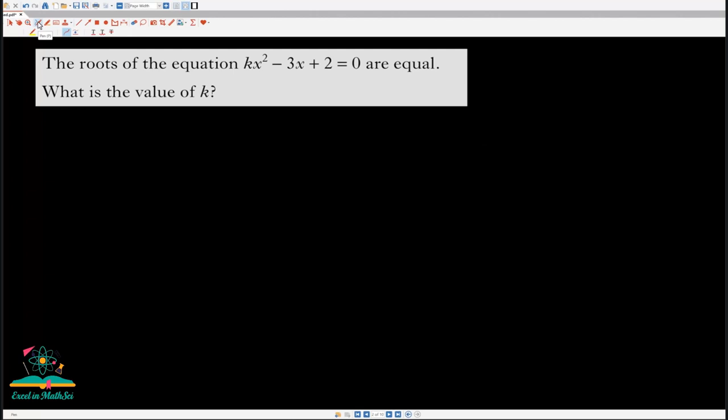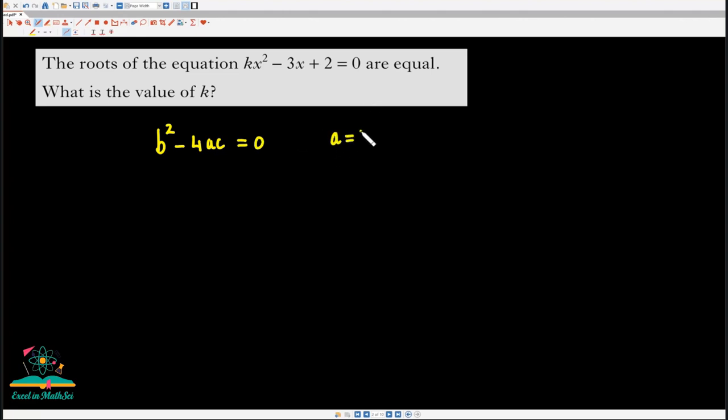In this question, it says the roots of the equation kx squared minus 3x plus 2 is equal to 0 are equal. What is the value of k? Well, remember, the condition for equal roots is b squared minus 4ac is equal to 0.